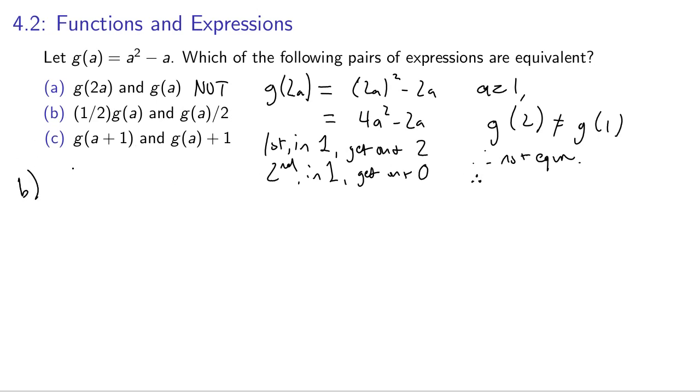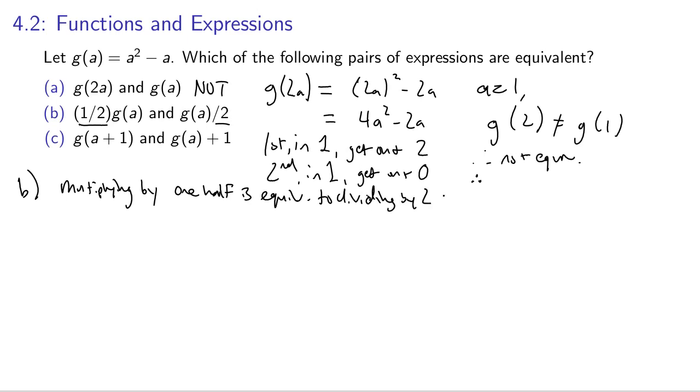B, 1/2 g of a and g of a over 2. Well, here, I mean, it's the same thing we were just talking about. Multiplying by 1/2 is the same as dividing by 2. So they're equivalent. We can just write that out in English. Multiplying by 1/2 is equivalent to dividing by 2 by the rules of fractions. Okay, so the answer is yes, equivalent.